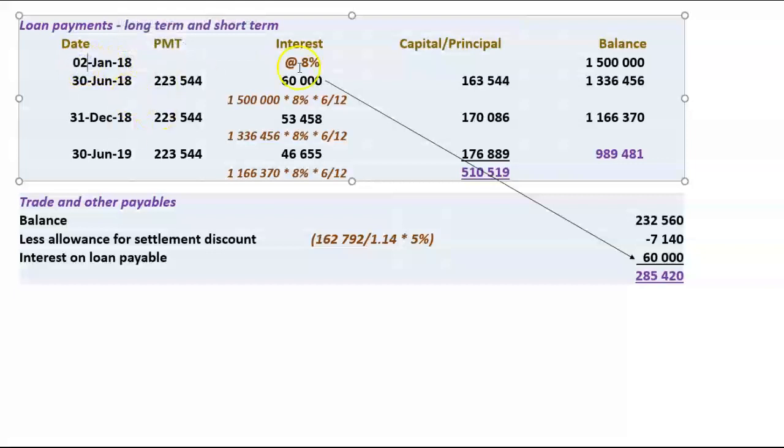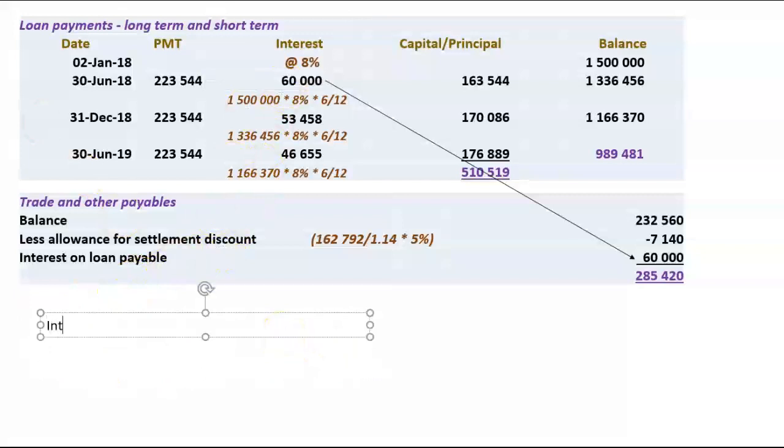Good. So we're not going to penalize them for 1 day's interest, we work with months. 1.5 million multiplied by the interest rate of 8% for a period of 1 Jan to 30 June, which equals 6 months. So 1.5 million times 8% for a 6 month period gives us interest for the current year of 60,000. How are we going to record that interest, guys? We're going to say, let's do it here, interest expense.